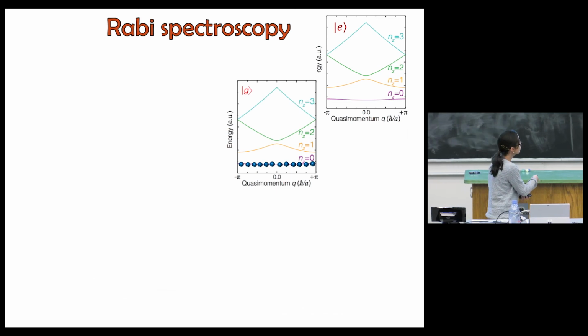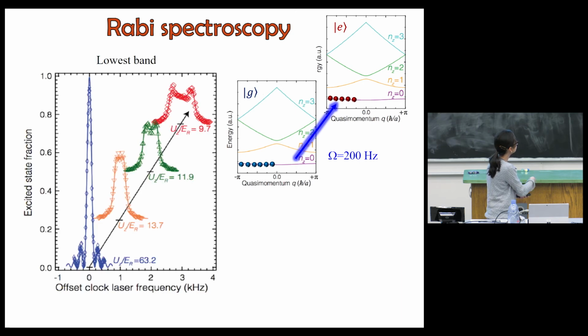So they prepare all atoms in the ground state, then they apply a laser, and then they look at how many atoms were transferred from the ground to the excited state. And when they look at the number of excited state atoms, they see that the shape of the excitation depends strongly on the depth of the optical lattice.